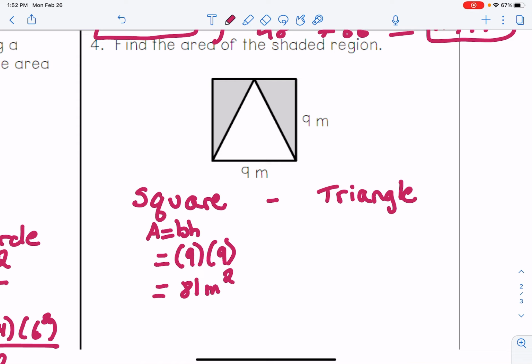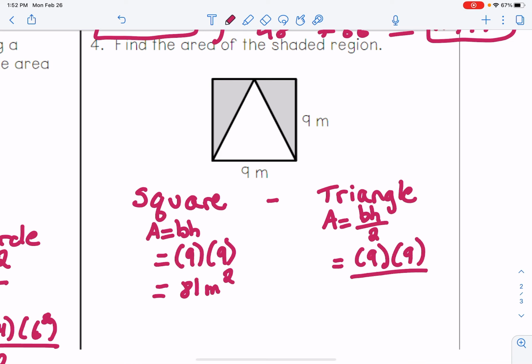Let's look at the triangle. The formula for the area of a triangle is base times height divided by 2. My base and my height for the triangle is actually the same as the square. It's still 9 times 9, but then when you're done, we're going to divide by 2. So 9 times 9 is 81. 81 divided by 2 is 40.5 meters squared.